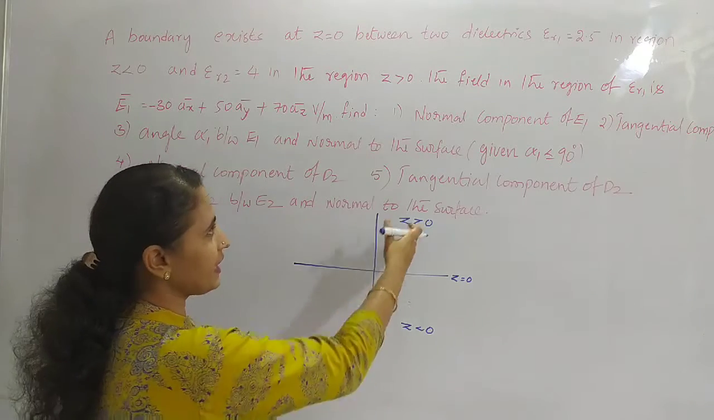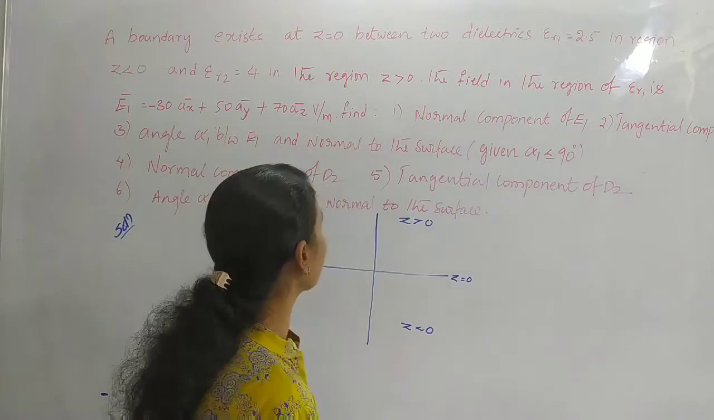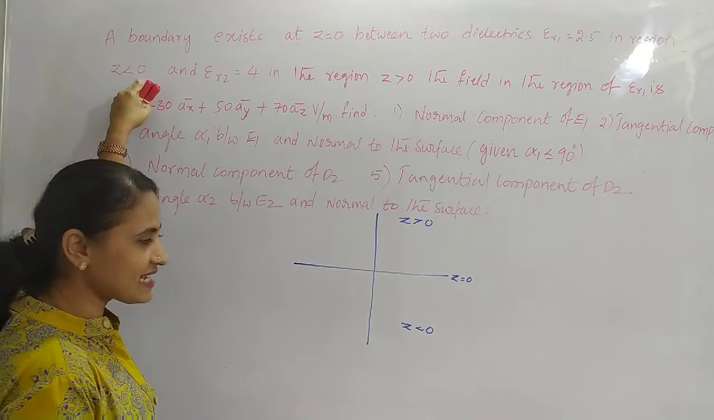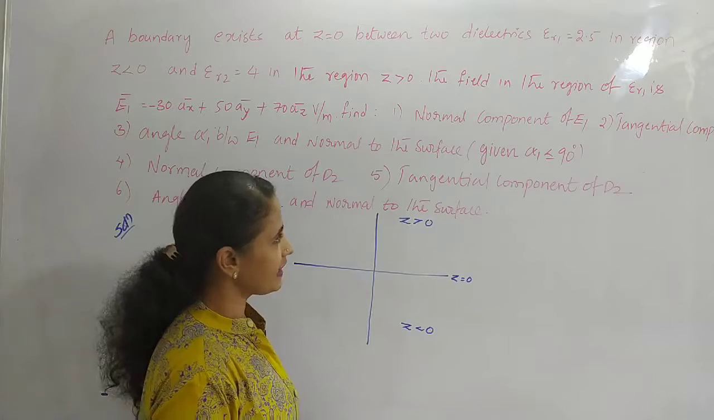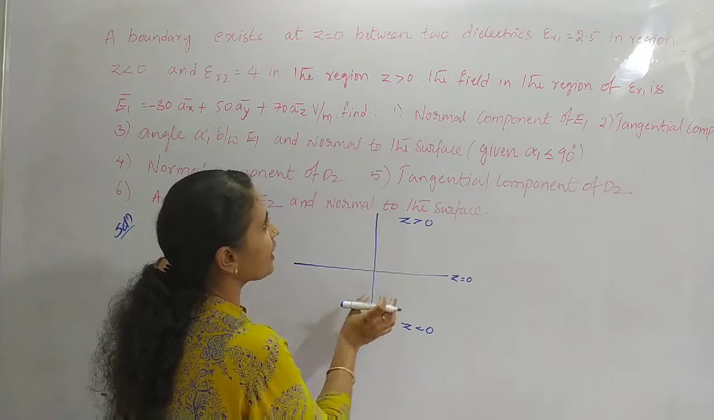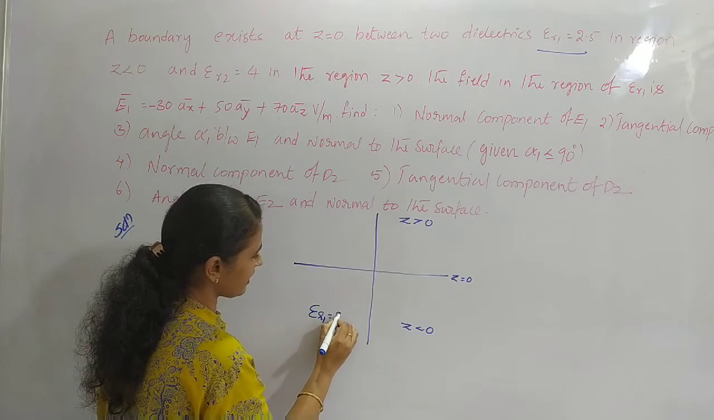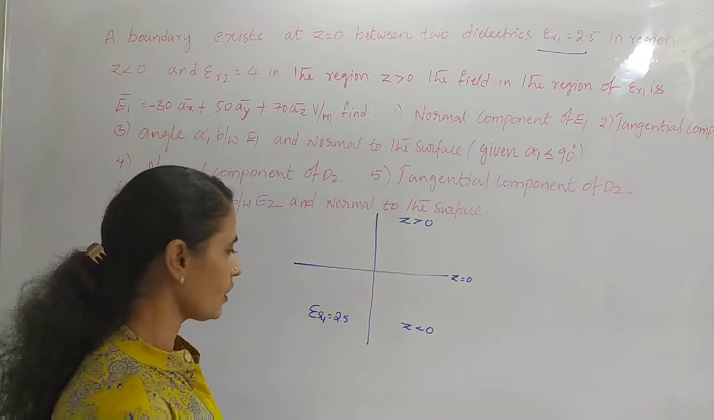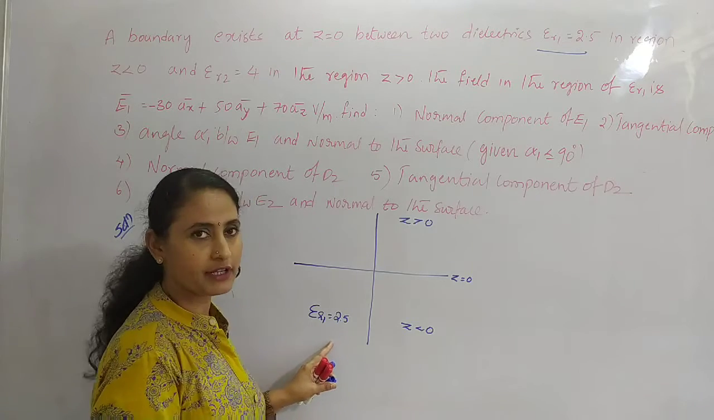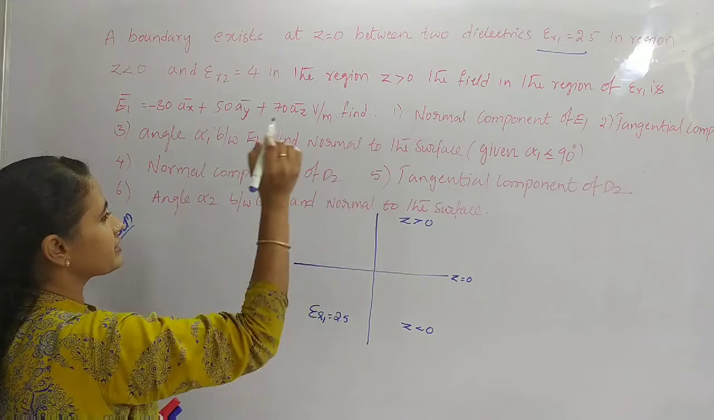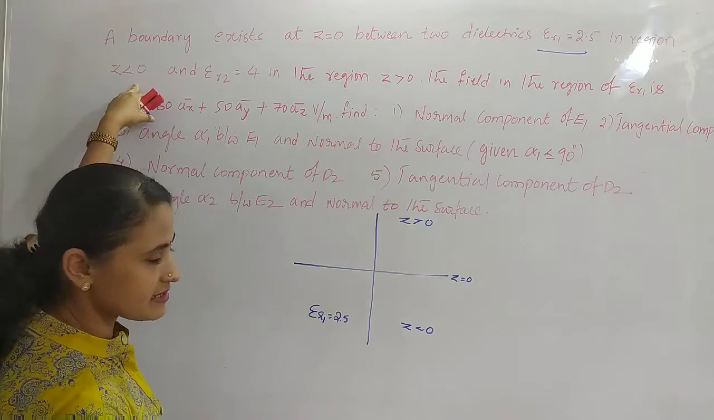Both the mediums are dielectric mediums only. The relative permittivity is given as 2.5 in the region where z is less than 0. So, this is the medium of z less than 0, and this is one dielectric whose relative permittivity is given as 2.5. Since the relative permittivity is a constant value, there won't be any unit for it. So epsilon r1 means the relative permittivity of medium 1, which is z less than 0.